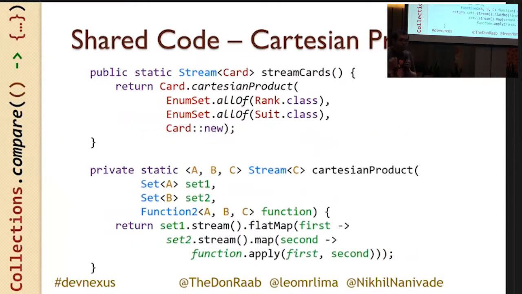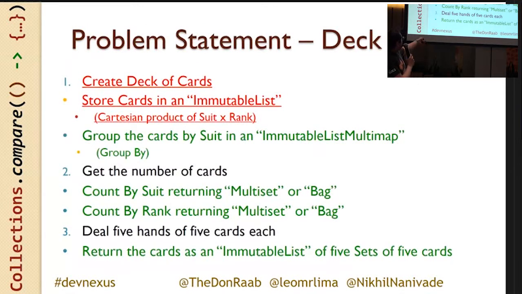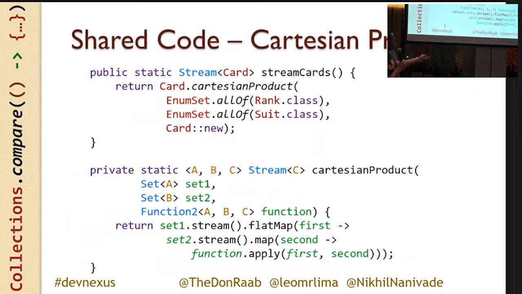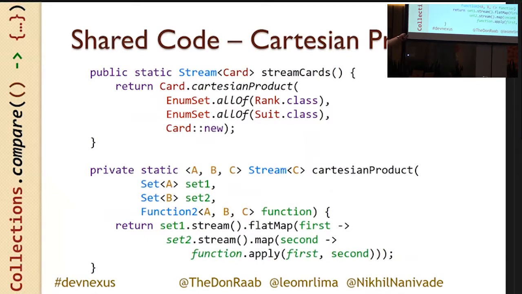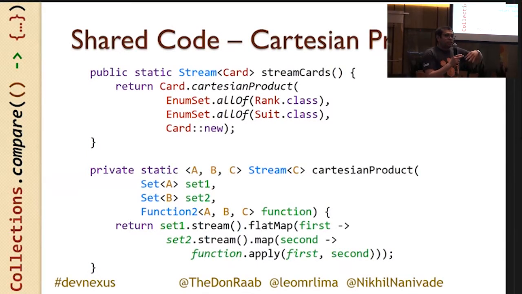Okay, moving on. The very first problem is to create a deck of cards and store it into an immutable list. There is some common code for the Cartesian product, because it's those two enums, rank and suit. All you have to do is a Cartesian product of both of them. So we just abstracted this code out for everything except Eclipse Collections. Essentially, you have nothing but an enum set of all rank and suit. Then in the Cartesian product, you're doing a flat map, going over each of those elements and combining them. So it's fairly straightforward.